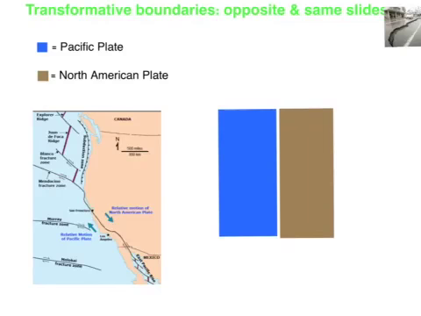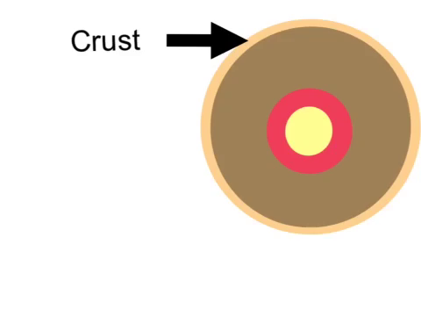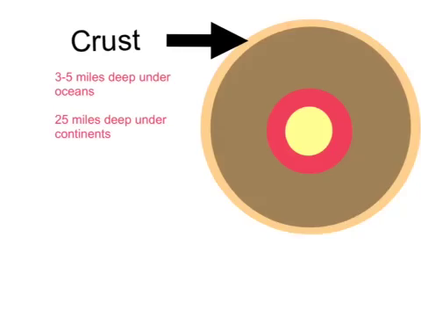There are 4 layers of the Earth: the crust, the mantle, the outer core, and the inner core. I'll be taking you through each layer, how thick it is, and what the temperature is, and how it affects our Earth's tectonic plates. The first layer of the Earth is the crust. It is 25 miles deep under the continents and 3 to 5 miles deep under the ocean. Here, the temperature is 1600 degrees Fahrenheit.